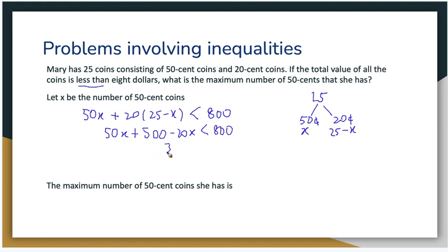And this gives us 30x is less than 300. And x is less than 10. Okay, so therefore x is the number of 50-cent coins and it is less than 10, therefore the maximum you can have is 9. And this concludes the lesson on inequality.